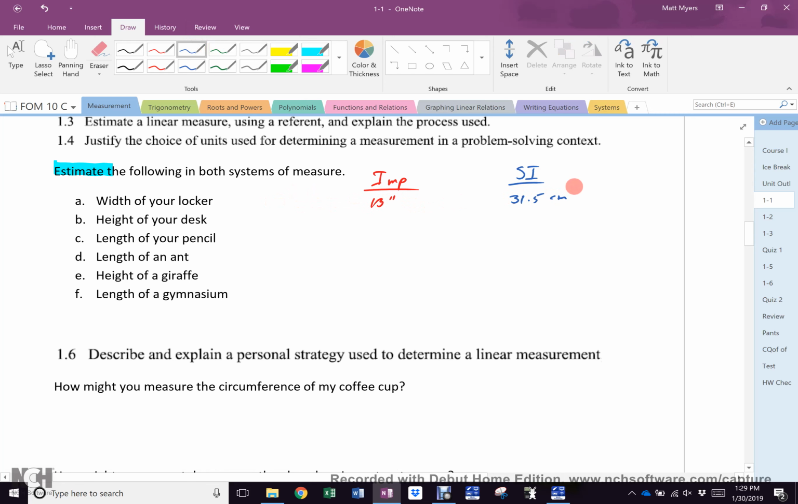I should have gotten guesses. I'm sorry. I feel like an idiot now. It's really just a ruler? Yeah. You have a ruler.